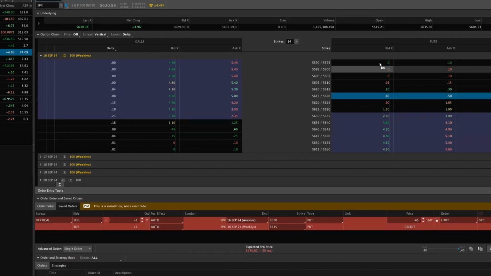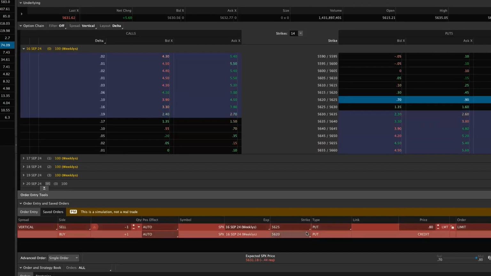So for this example, we can probably go with a 56.20 and let's see what we can do. Notice that I clicked on the bid column. There's about 45 cents available, 40 cents. I'm not going to make any major changes in there. Tell you what, just so that we can have a better example, I'm going to choose the 56.25, 56.20. That changes down here.